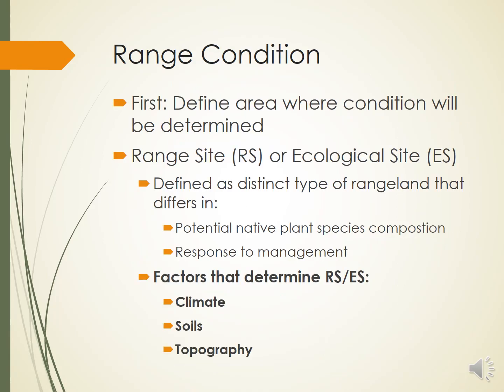The first step in assessing rangeland condition is to first determine the area where you want to do the assessment, right? That makes a lot of sense. Officially, these areas are going to be defined as range sites or ecological sites. So a range site or ecological site is a distinct type of rangeland that differs in its potential native plant species composition and, importantly, its response to management. And so if you know what ecological site your area that you want to determine the rangeland condition of is classified in, then you know what the potential native plant species composition should be.